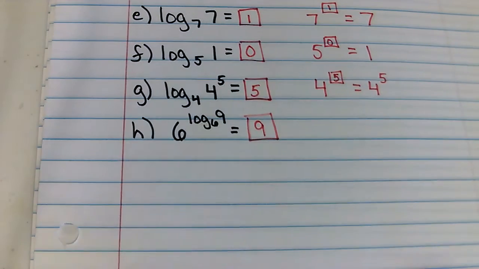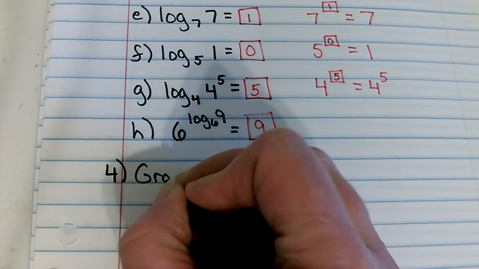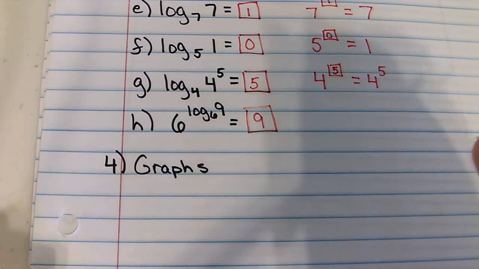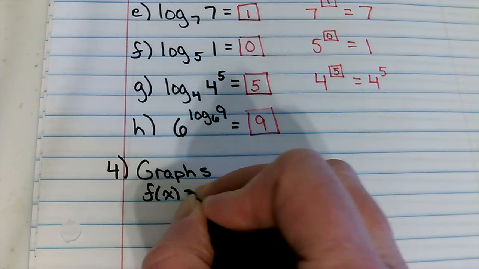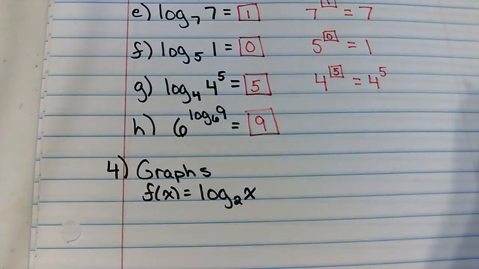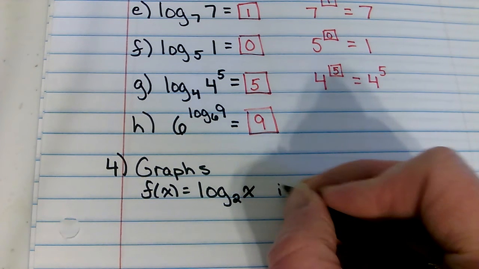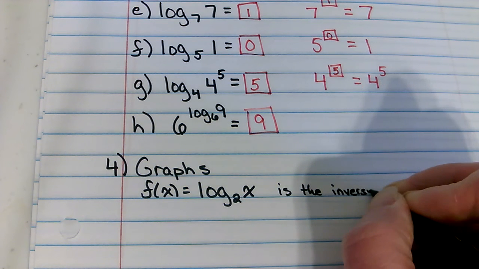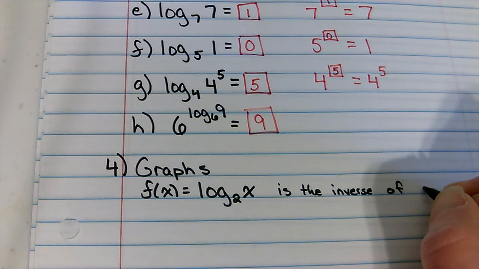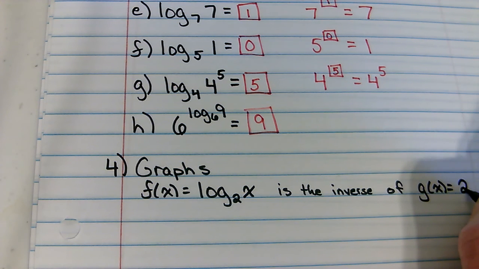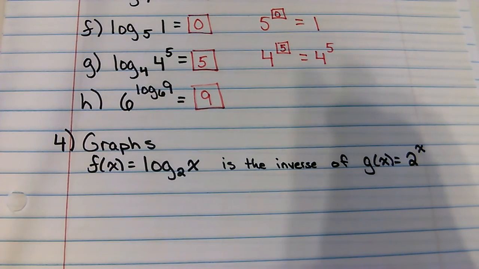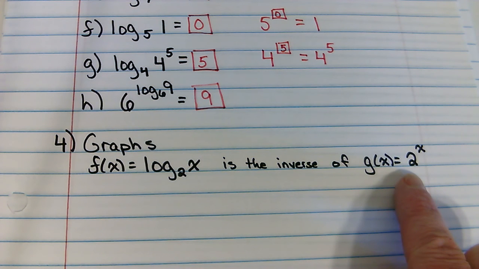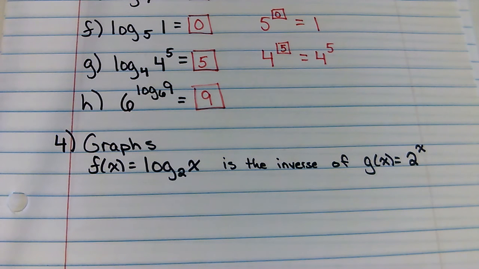Now we want to talk about a couple more things. One thing is going to be the graph. So I want you to remember that they are inverses of each other. So if I wanted to graph this, I can think of the fact that this is the inverse of 2 to the x. They have the same base. These are actually going to be inverses of each other. So I know how to make a table and graph 2 to the x, and then I'm going to use that rule about switching x and y to graph its inverse.